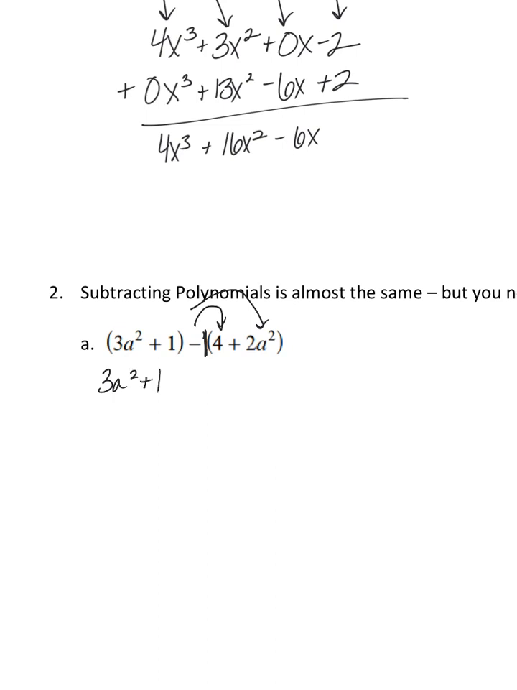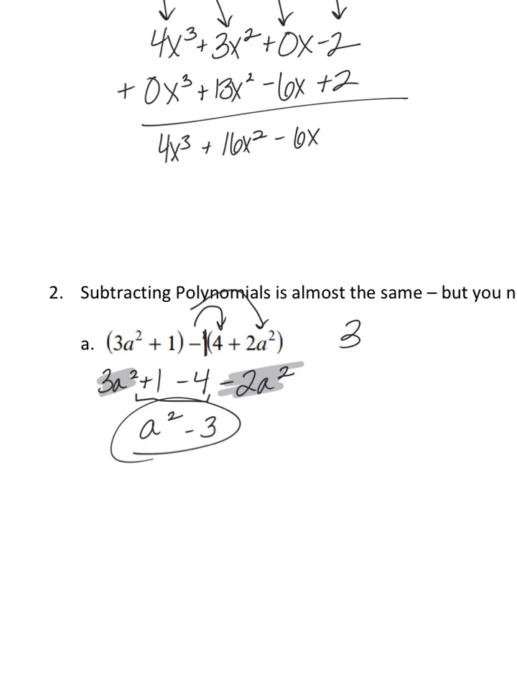And then when I distribute a -1 in here, -1 times 4 is going to be -4. -1 times positive 2a squared is going to be -2a squared. And then from there, we could just combine like terms. So that's not too bad. I've got 3a squared minus 2a squared, which is just going to give me a squared. And then I would have a 1 minus 4, which is going to be -3. So you can do it that way. You can also stack it, which is totally legit too.